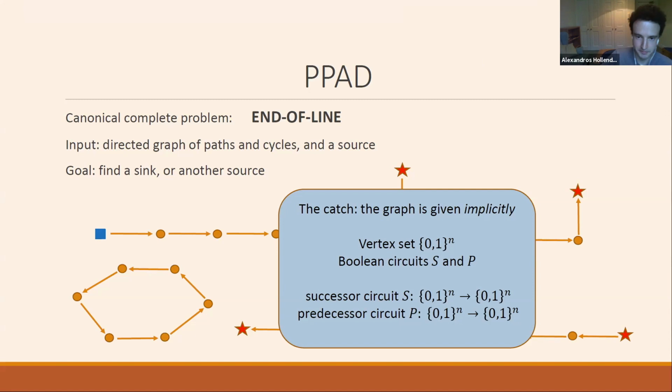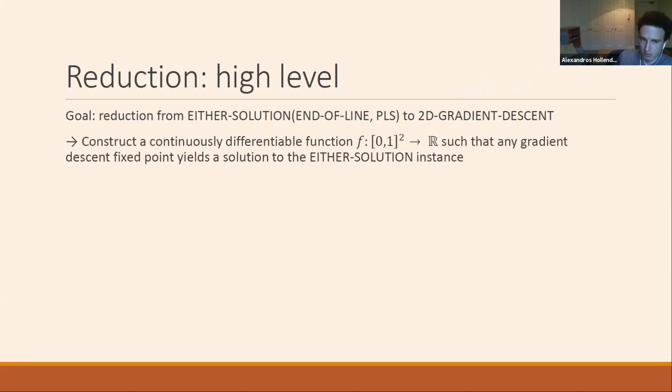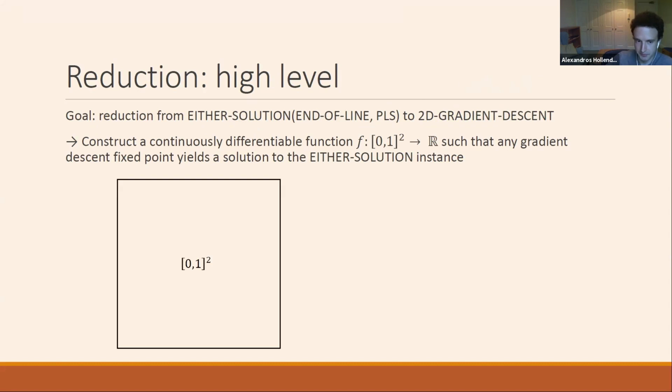Okay, let me move on then. So the intuition of the reduction: we're going to reduce from the either solution problem, where the PPAD complete problem will be the problem we just saw, end of line, and we'll use some other PLS complete problem, which I won't mention explicitly what it is. And so the goal is, given an instance of this, construct the gradient descent function. So we need to construct a continuously differentiable function f, such that any gradient descent fixed point is a solution to the either solution instance.